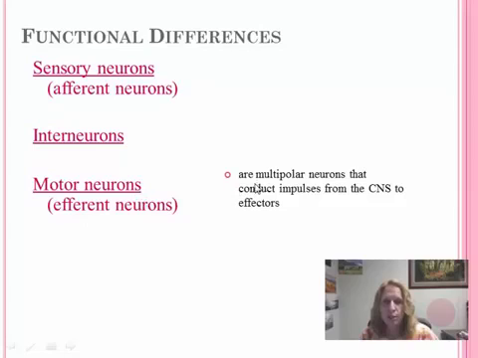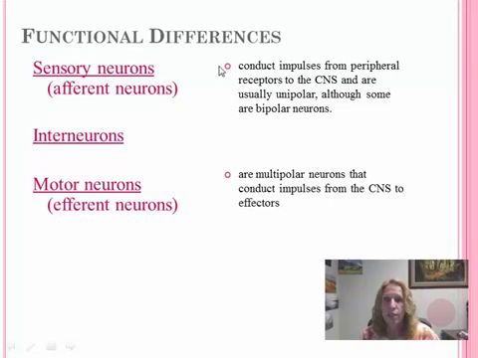Motor neurons are multipolar neurons that conduct impulses from the central nervous system to the effectors. An effector could be a muscle or a gland. Sensory neurons conduct impulses from the peripheral receptors to the central nervous system. Sensory neurons are usually unipolar, although some are bipolar.